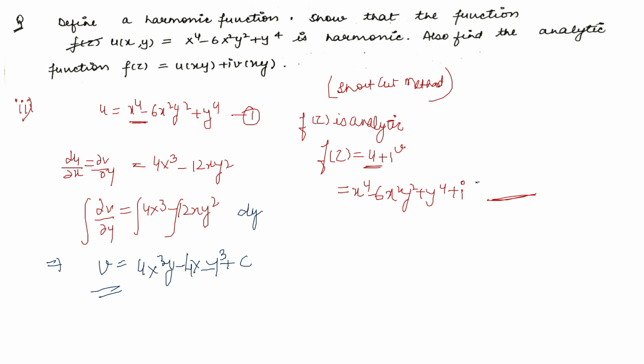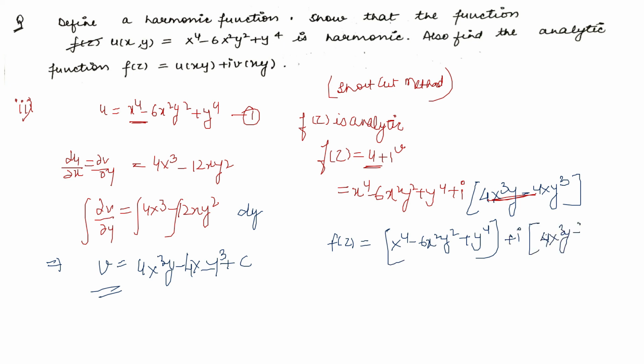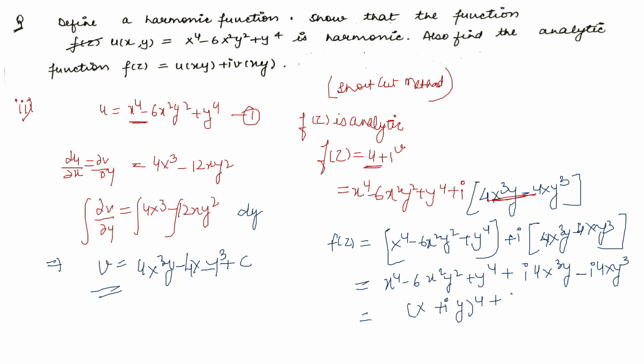Okay, now we'll put it here: 4x cube y minus 4xy cube. So this is the function f(z), which is equal to x to the power 4 minus 6x square y square plus y to the power 4 plus i times 4x cube y minus 4xy cube. This becomes the expansion of (x plus iy) to the power 4 plus ic, and I write it like this: f(z) is equal to z to the power 4 plus ic, and this is your final answer.